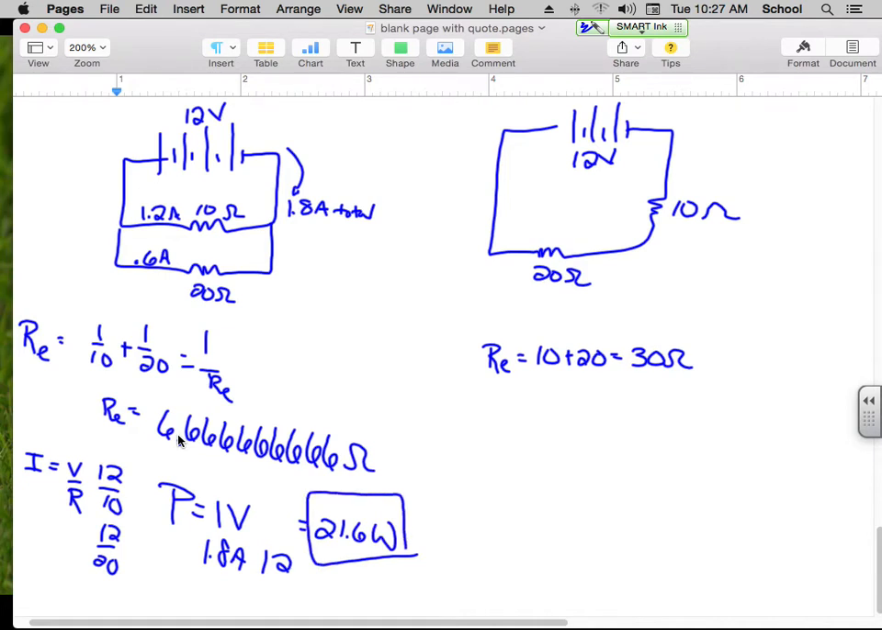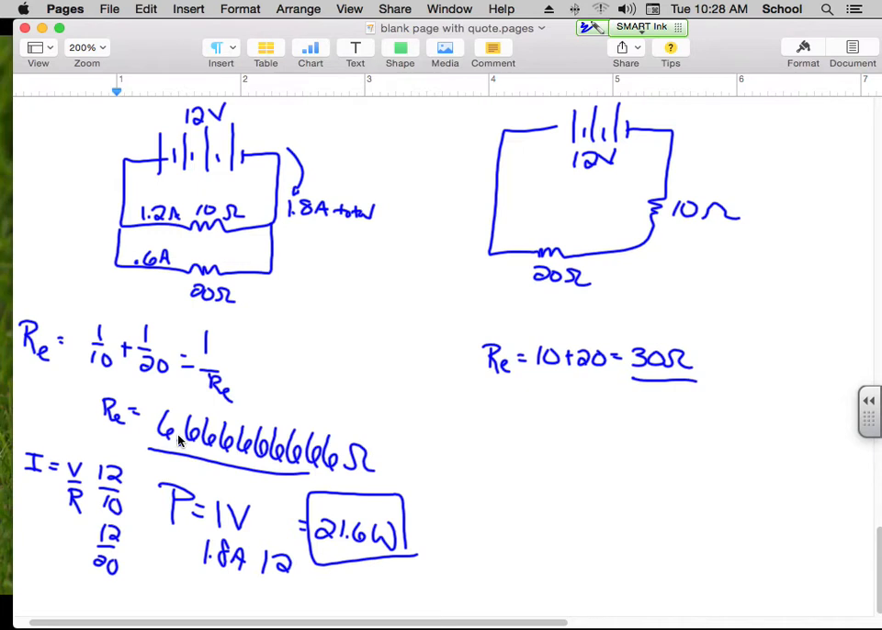Now, over here on the series side, am I going to use more power or less power? If you look at the resistance here, the resistance is higher than it was over here. So if the resistance is higher, then the current's going to be smaller, so I'm going to use less power. These are less bright, these would be more bright. Remember when we played with light bulbs and everything?